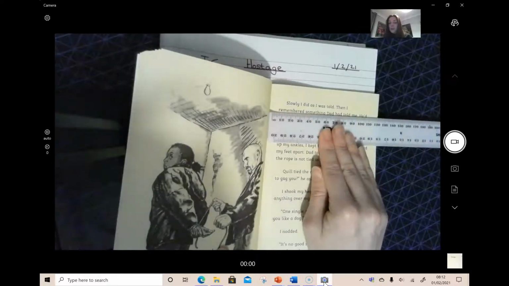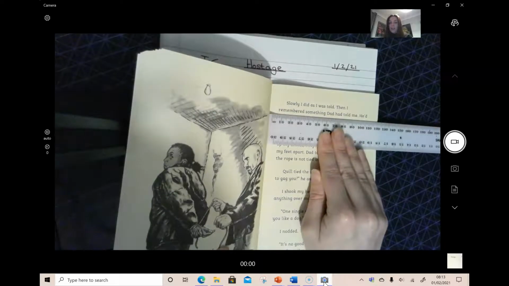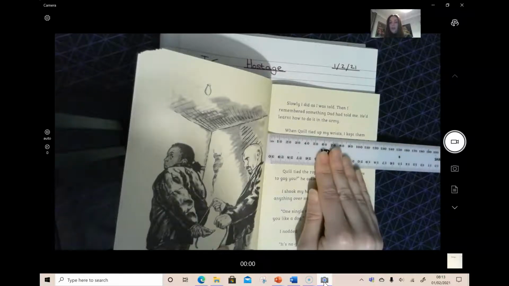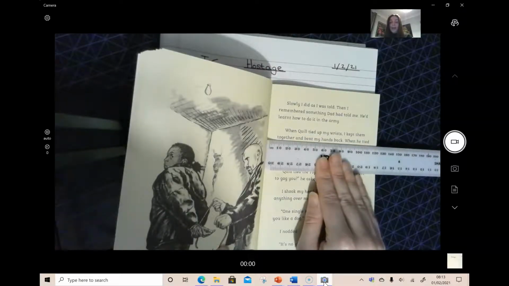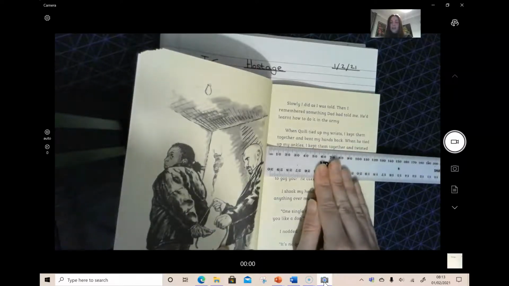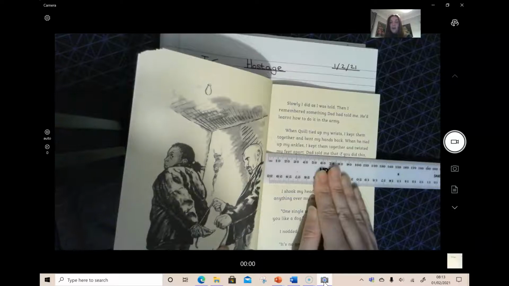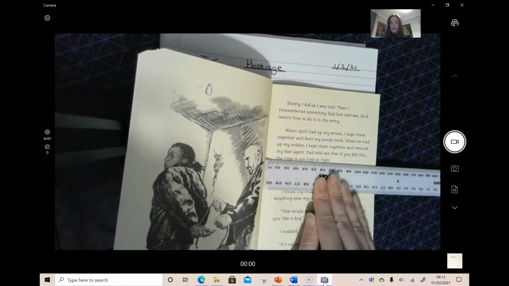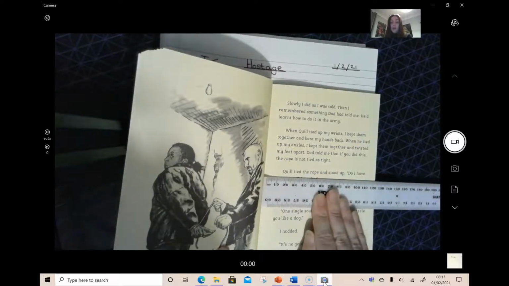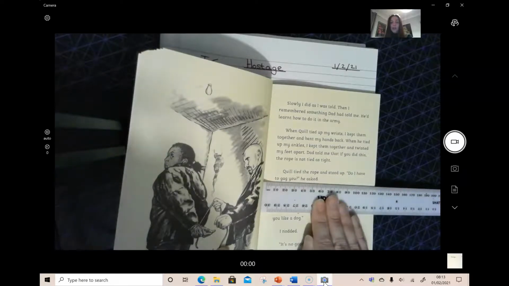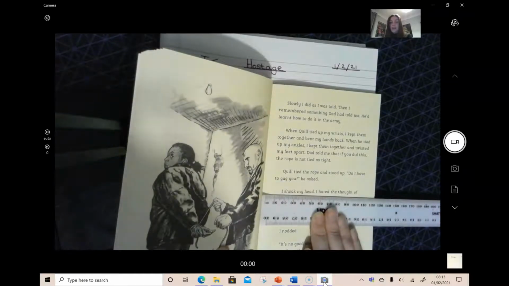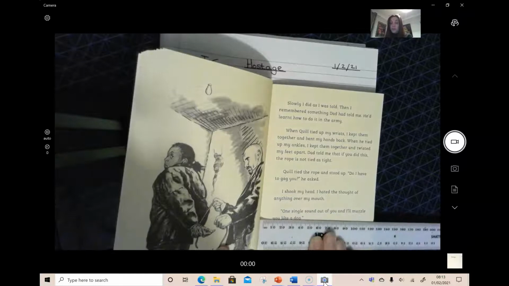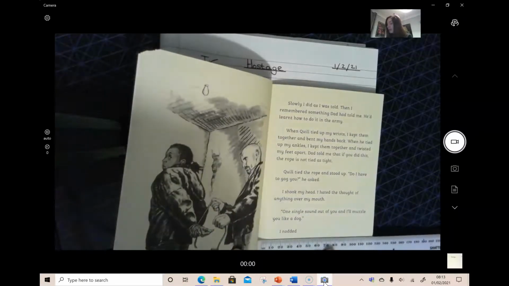Slowly I did as I was told. Then I remembered something that Dad had told me. He'd learnt how to do it in the army. When Quill tied my wrists, I kept them together and I bent my hands back. When he tied my ankles, I kept them together and twisted my feet apart. Dad told me that if you do this, the rope is not tied up as tight. Quill tied the rope and stood up. Do I have to gag you? He asked. I shook my head. I hated the thought of anything over my mouth. One single sound out of you and I'll muzzle you like a dog. I nodded.